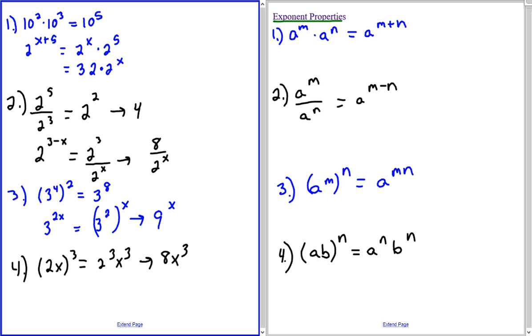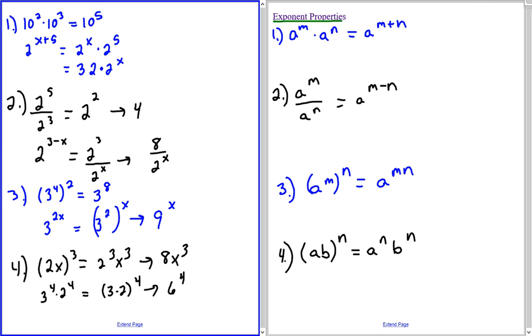Going backwards on it, if I have 3 to the 4th times 2 to the 4th, so here my exponents are the same and I'm multiplying. So exponents are the same, multiplying them. That is equivalent to taking 3 times 2 and that whole thing to the 4th, which of course would be 6 to the 4th.